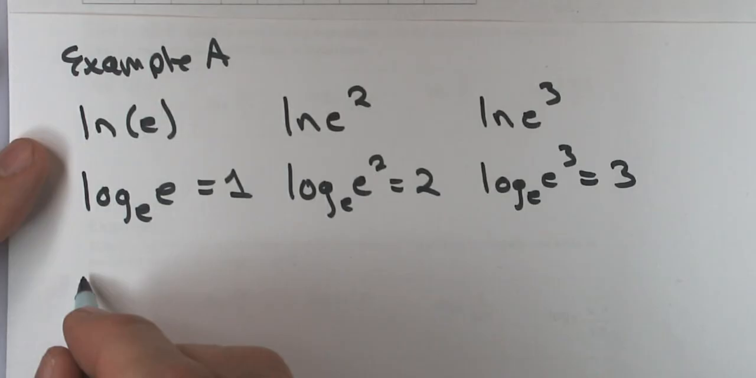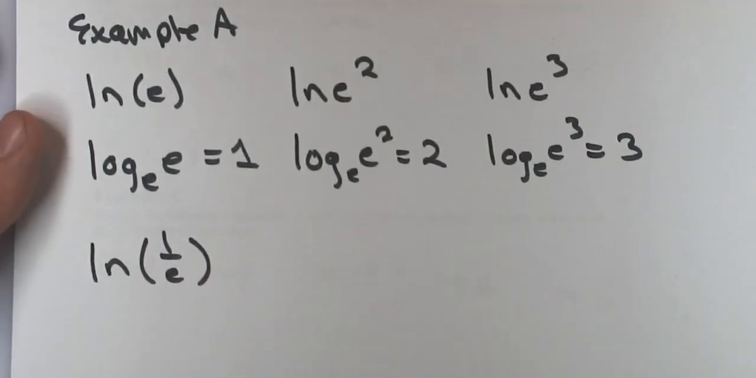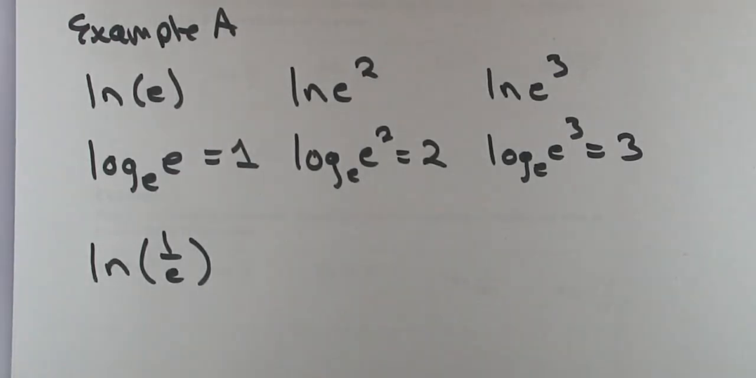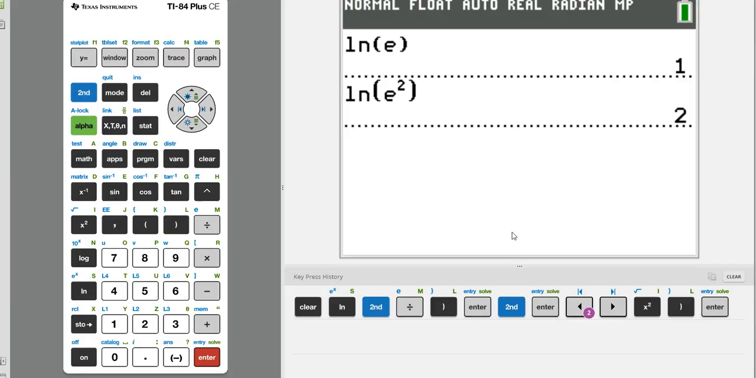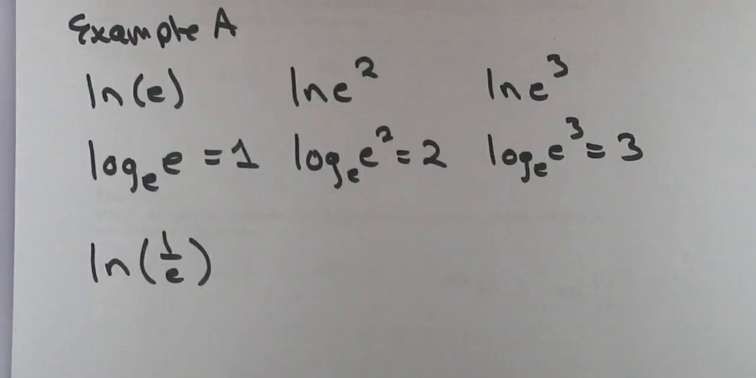And let's see if it applies to either of the last two. So the next one would look like ln of 1 over e. Now you could do that on your calculator. Tell you what, why don't you try it on your calculator first, and then we'll make sense out of it next. So let's do ln of 1 divided by e. What'd you get? -1. -1.